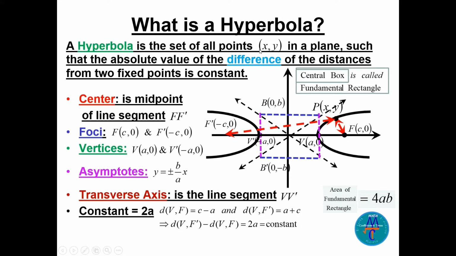What is a hyperbola? A hyperbola is also the set of all points x, y in a plane, where we have here points on the hyperbola, P, and the distance from P to focus 1 minus, see the difference here, minus the distance from P to focus 2. So we have foci F (c, 0) and F prime (minus c, 0). And there is a center here. The center is the midpoint of the line segment FF prime, the midpoint also of the vertices V and V prime. This is the center.